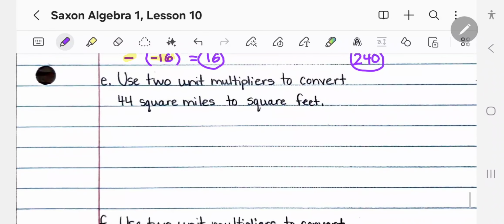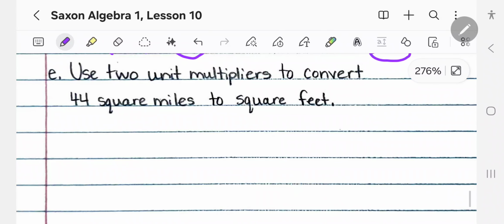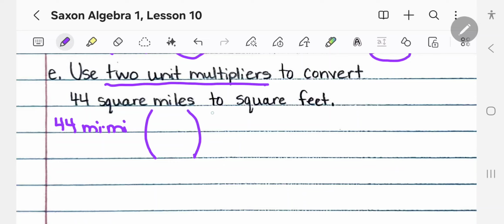E, use 2 unit multipliers to convert 44 square miles. So I'm going to write 44 miles times miles. Yes, it looks like Mimi. Right? All right, and then I've got times. I'm going to have a unit multiplier, but they told us we're going to use 2 unit multipliers. So let's go ahead and leave space for that. Equals, our answer is going to be in square feet.